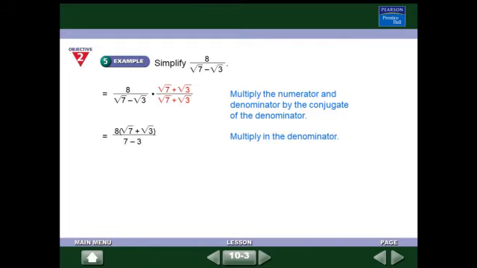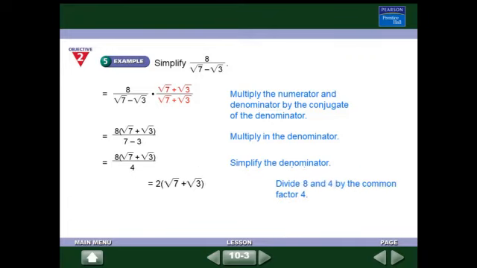So simplifying that one, multiply in the numerator and your denominator, we will have 8 times the square root of 7, that is 8 square root of 7 plus square root of 3 over square root of 7 times the square root of 7, that is square root of 49. The square root of 49, that is 7, minus the square root of 3 times the square root of 3, that is square root of 9. So what is the square root of 9? That is 3. Simplify the denominator, that could be 7 minus 3, you will get here 4.